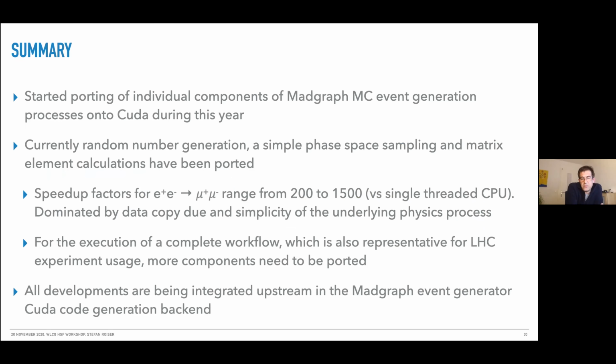And the second slide here is so to say that we have started the porting of MATGraph event generation on CUDA. We have 3 parts of the workflow, namely the random number generation, the simple phase space sampling, and the matrix element calculations are ported. The speed up factors range from a factor 200 to 1500. This is mostly due to the simplicity of the underlying physics process that we are using, and we have to port more parts in order to be usable for the LHC experiments.